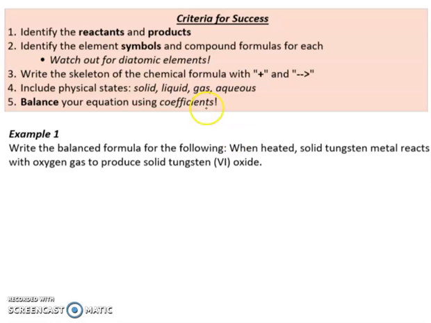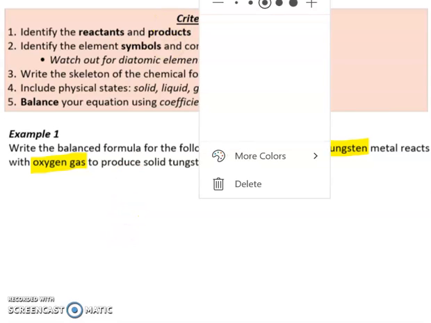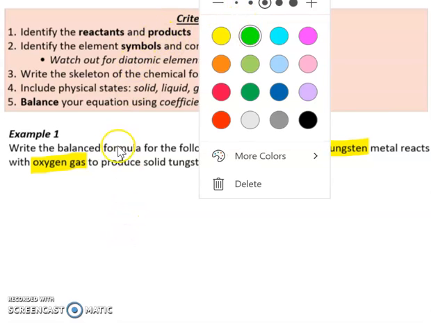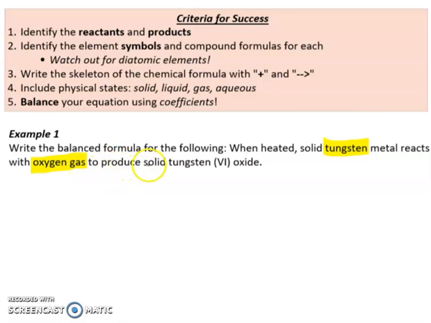So the first thing I have to do is identify my reactants and my product. So I'm going to highlight my reactants in yellow. So I know that when it says solid tungsten reacts with oxygen gas, those are going to be my reactants. I start off with tungsten and I start off with oxygen gas. I can clearly see also that it says to produce, and that means products, solid tungsten(VI) oxide. So this is going to be my product.